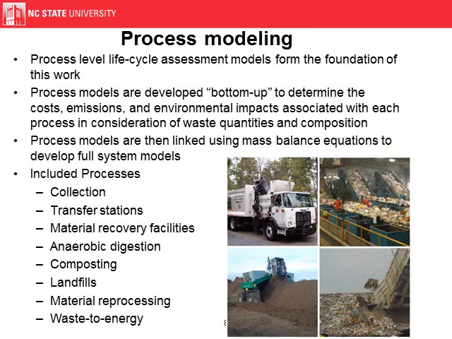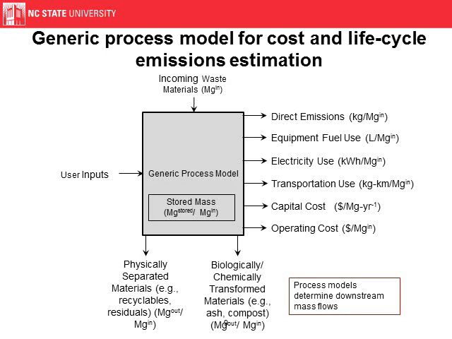So for something like a MRF, we would look at the number of conveyors, the electricity use from the conveyors, the electricity use from the different optical sorters or eddy current or magnets or the baler, and combine all of those to get the overall life cycle inventory for the entire material recovery facility. And then these process models are linked using mass balance equations to develop models of the entire system. The current included processes include waste collection, transfer stations, material recovery facilities, anaerobic digestion, composting, recycling, landfills, waste to energy, etc. So this is a generic process model just to get an idea of how these are connected.